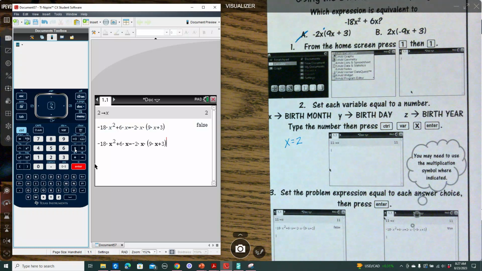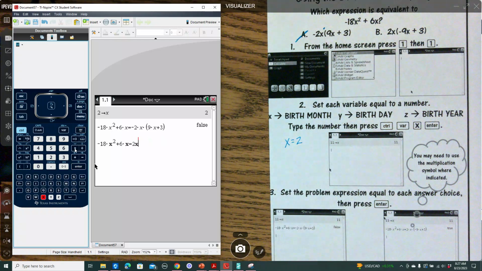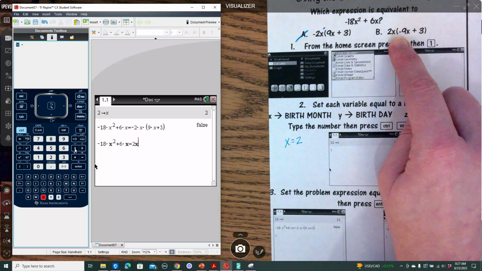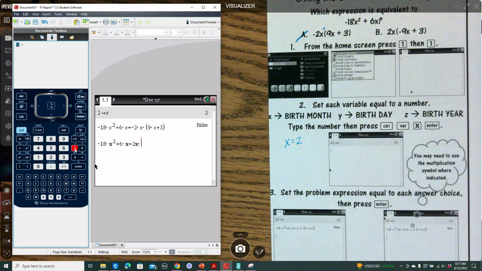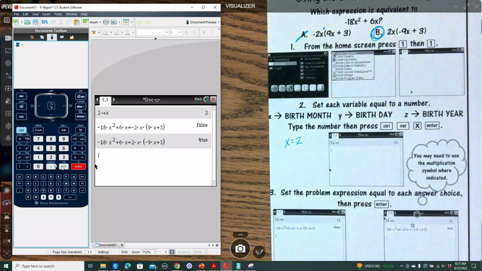And then I'm going to highlight my problem again. I'm going to delete just to the equal sign. I'm going to type answer choice B. Now again, we've got that implied multiplication. We've got something shoved up against parentheses. So I'm going to type that multiplication in there. And then do negative 9x plus 3. And it says true. And so B is my correct answer.